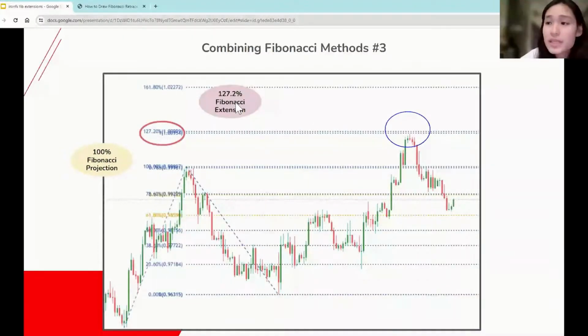In this case, we can see that our 78.6 Fibonacci projection also lined up nicely with the 61.8% Fibonacci retracement. But price already surpassed that, so it's no longer valid.